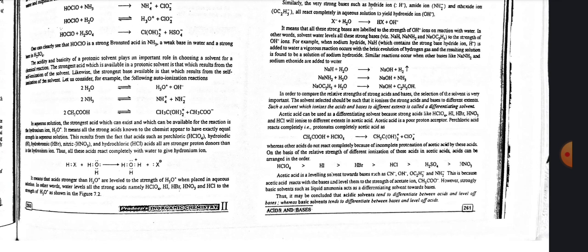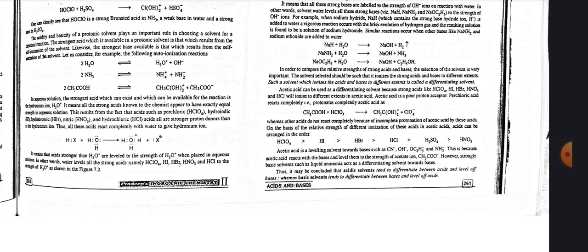It means that acids stronger than H3O+ are leveled to the strength of H3O+ when placed in aqueous solution. In other words, water levels all strong acids, namely HClO4, HBr, HNO3 and HCl, to the strength of H3O+, as shown below. Similarly, very strong bases such as hydride, amide ion, and the ethoxide ion all react completely in aqueous solution to yield hydroxide. It means all these strong bases are leveled to the strength of the OH- ion on reaction with water. In other words, the solvent water levels all these strong bases to the strength of the conjugate base of water.